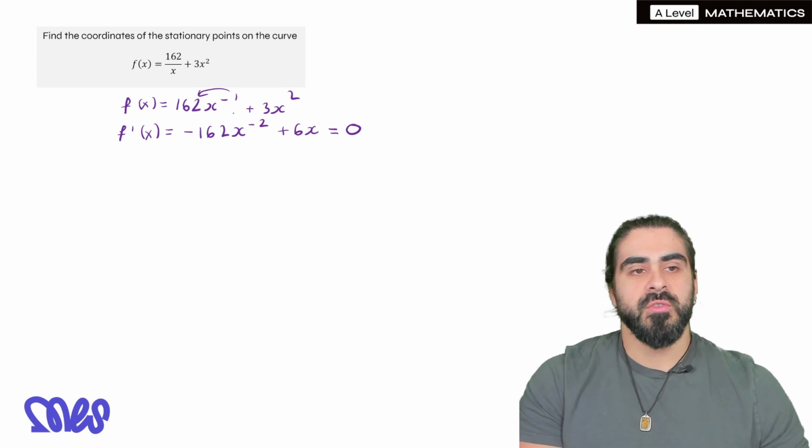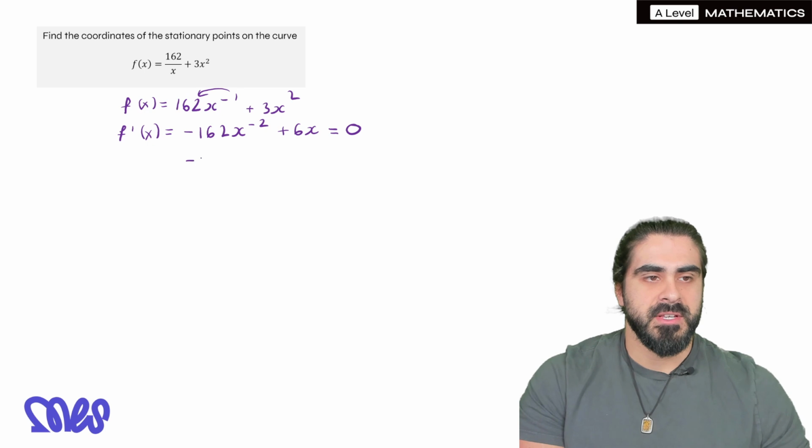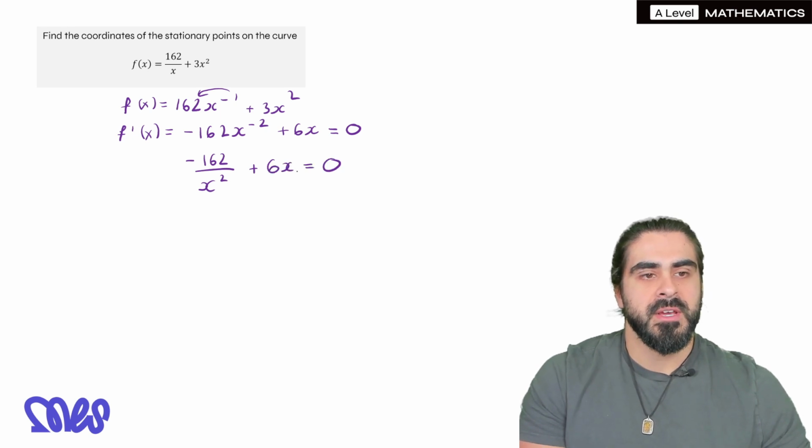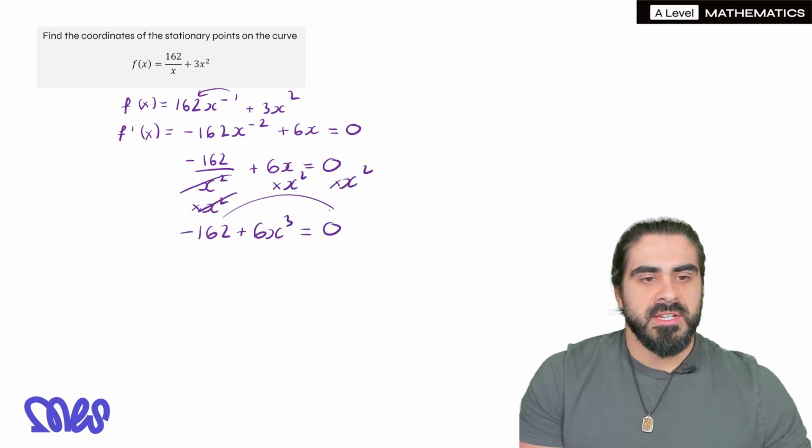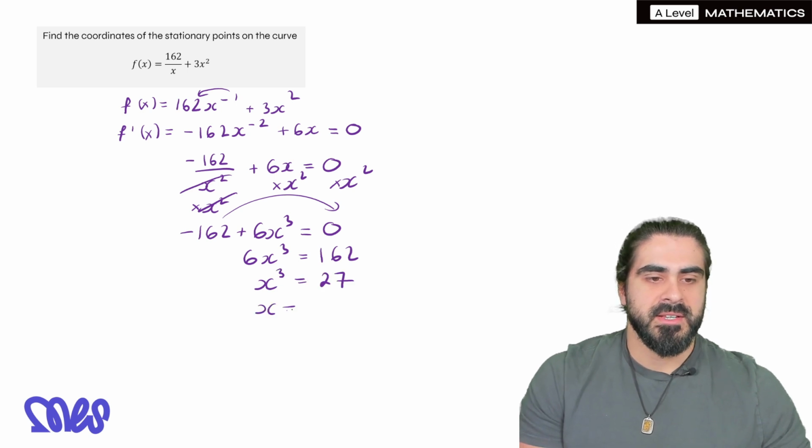Now remember, when we solve, we do not like negative powers. So we're going to rewrite this as minus 162 divided by x squared plus 6x equals 0. Now we're going to get rid of denominators, times through by x squared. Take the 162 over, divide by 6, cube root that, and we get x is 3.